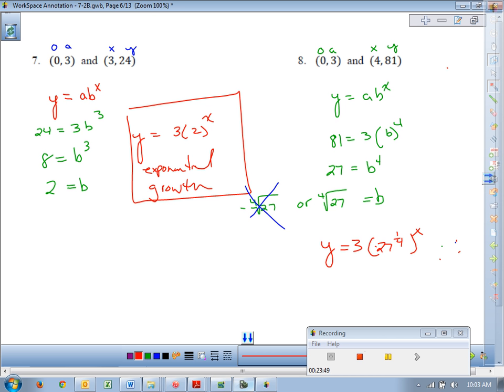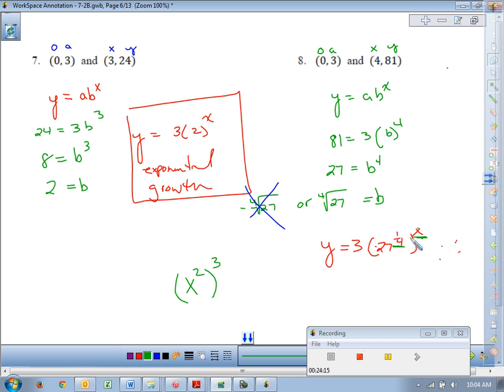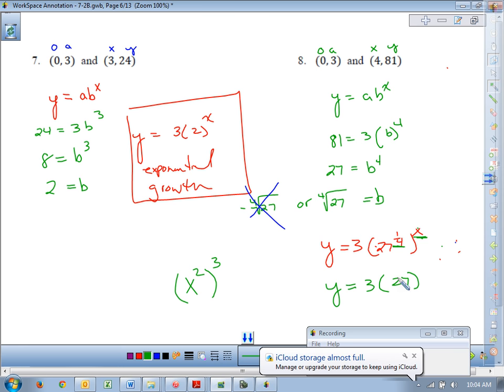What can be cleaned up even further than that? If I told you that you had something like this, could you clean that up a little bit further? What's x squared to the 3rd? X to the, because it's a power to another power, 27 to the 1/4 to the x. What should you do with those exponents? Should you add them or multiply them together? Multiply them together. So how about y equals 3 times 27 to the, what's x times 1/4?